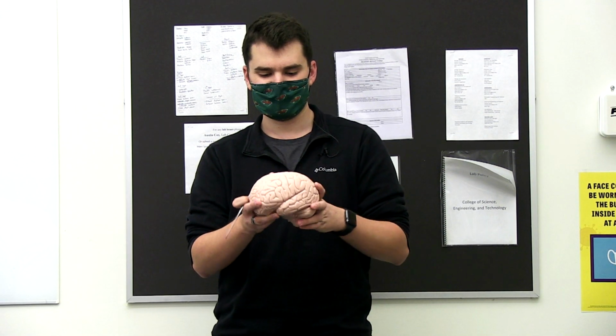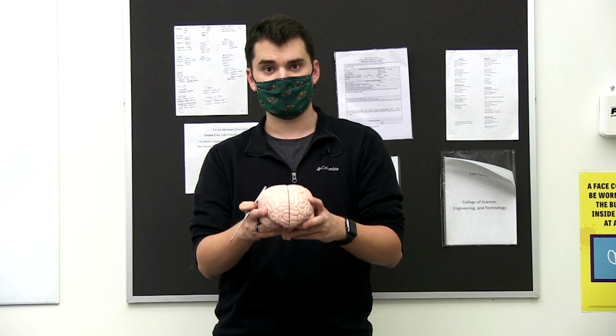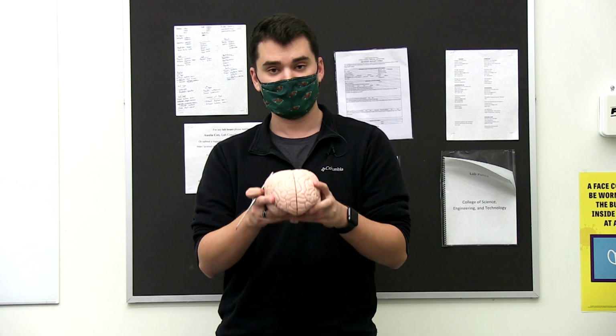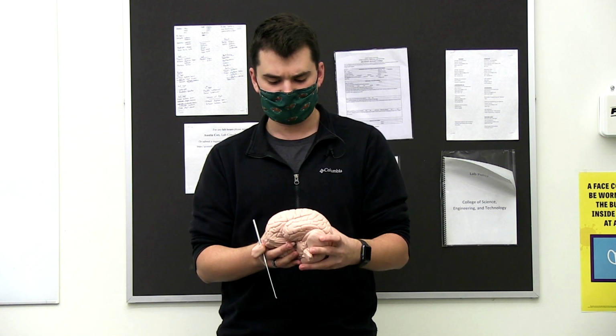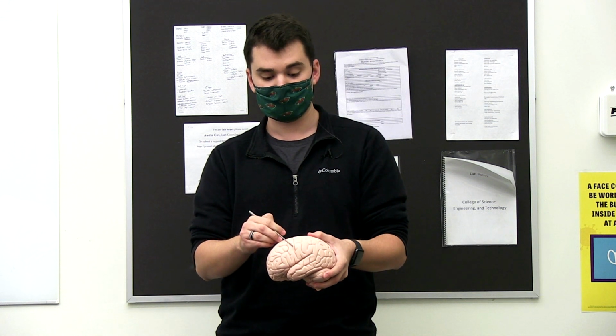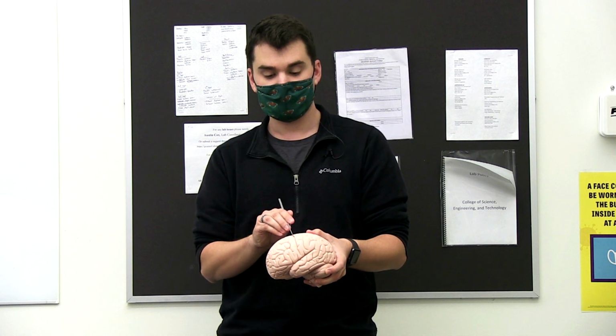So, we want to take a look at the external surface of the brain. We see a lot of infolding, which increases the surface area of the brain, which is good because it has a massive amount of neurons. This infolding forms ridges called gyri and folds called sulci.